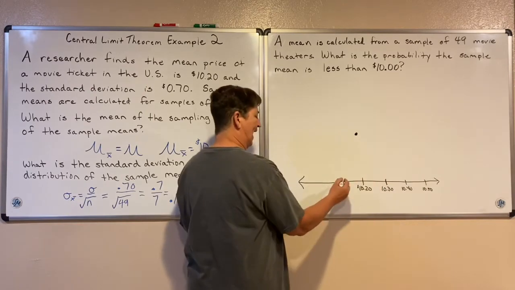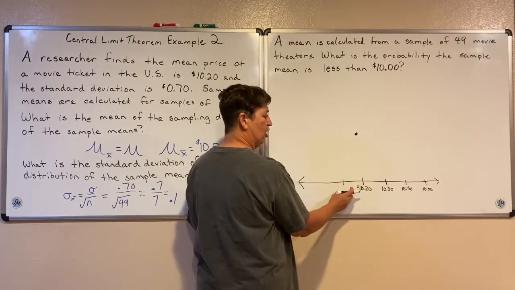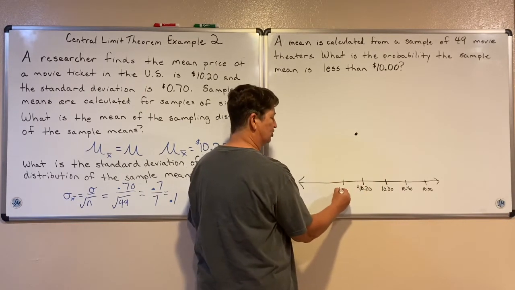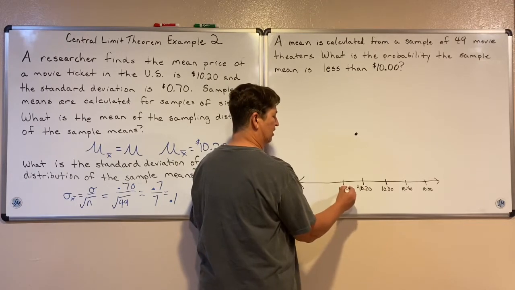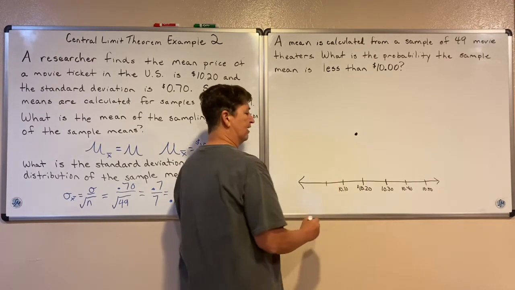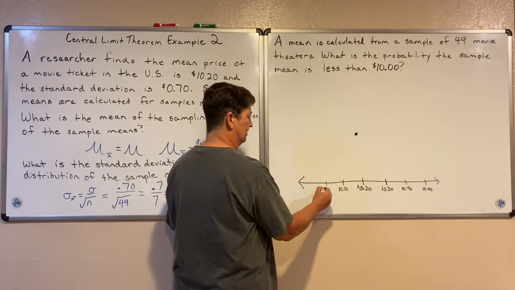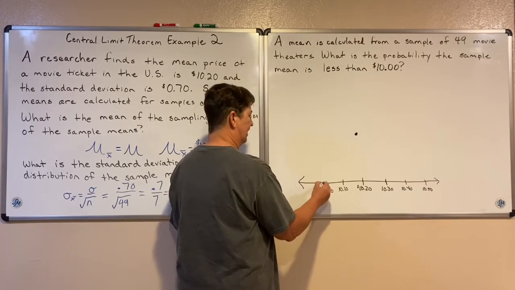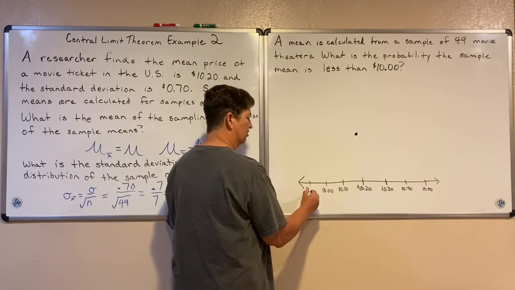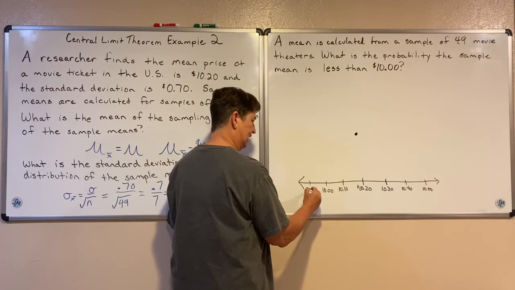I'm going to count backwards as well, so I go below the mean. 1/10 below would be $10.10. Down another standard deviation and I'm at $10. And down one more, I'm at $9.90.